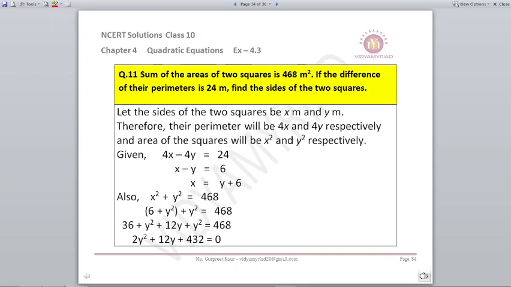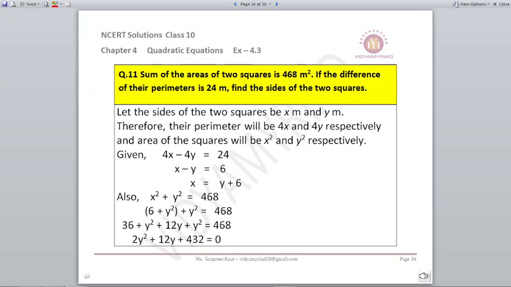Sum of the areas of two squares is 468 meters square. If the difference of their perimeters is 24 meters, find the sides of the two squares. Now here let the sides of the two squares be x meters and y meters, and the perimeters will become 4x and 4y respectively. So the areas of the squares become x square and y square, because we are taking the sides as x and y.